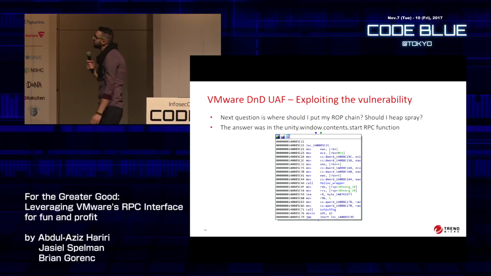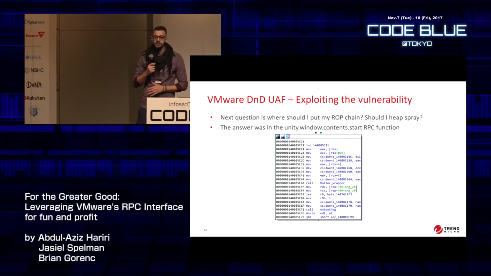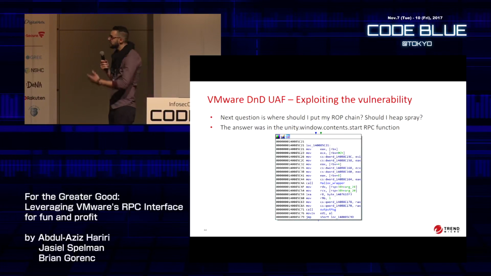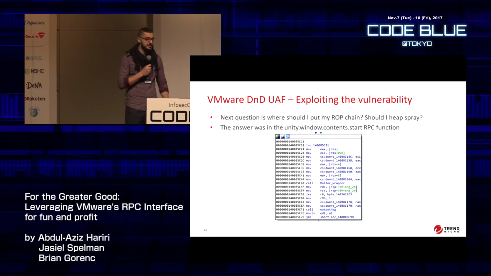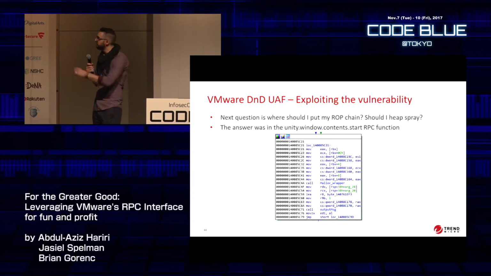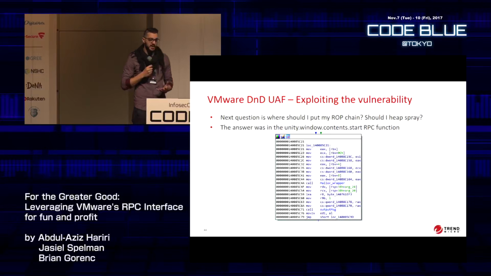So I did some reversing. Basically, we're only limited to RPC functions. Again, we don't have JavaScript. We don't have that luxury. So we're just going to play by the rules, which is RPC functions. I started reversing these RPC functions, and I stumbled across unity.window.contents.start. This is a really interesting function. What it does is it grabs an RPC request and stores the arguments passed to that function in a global variable. That basically solves our problem if we have a memory leak, because we know exactly where our ROP chain can reside. If we have a memory leak, we know the offset of that global variable, and then we're good.